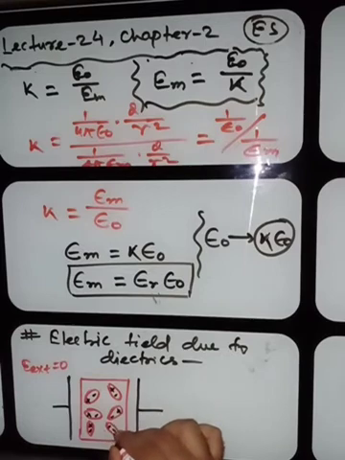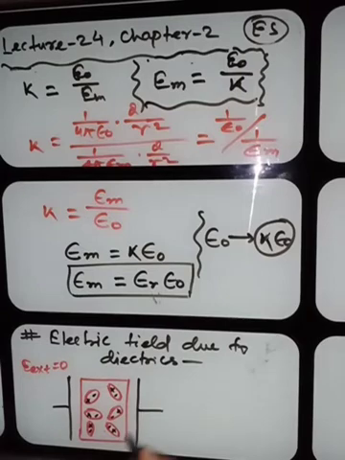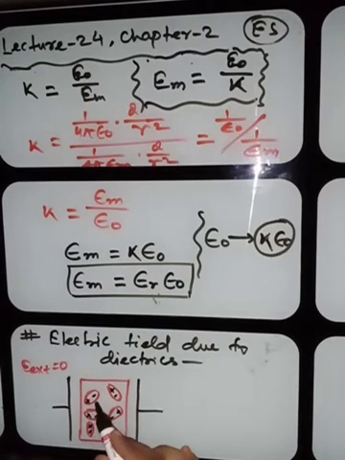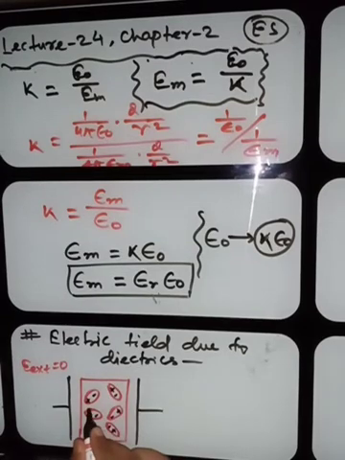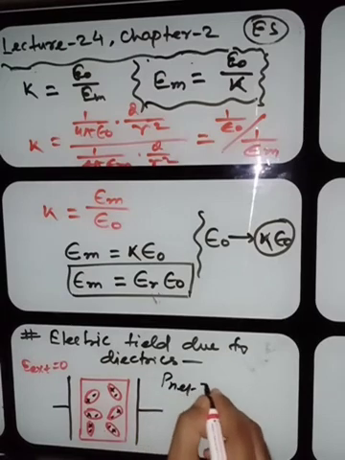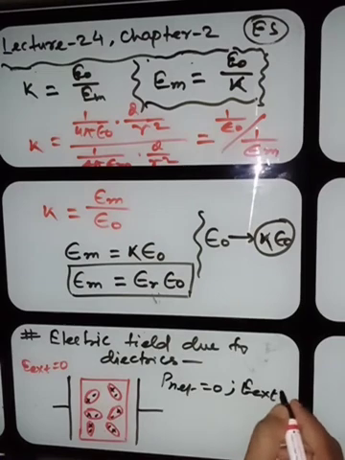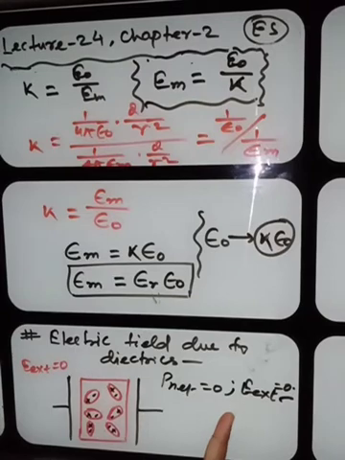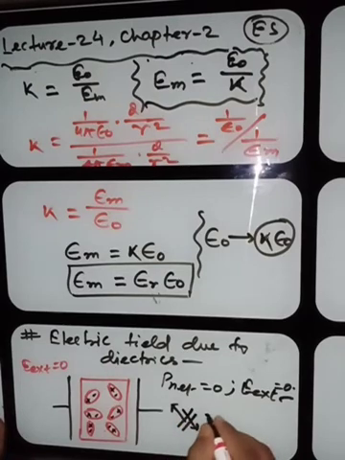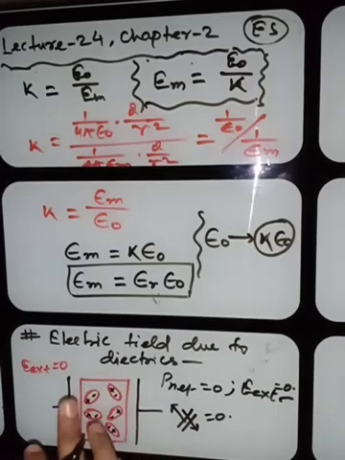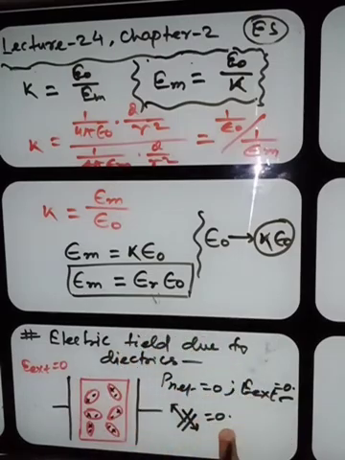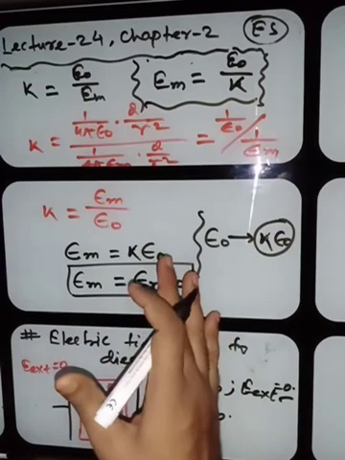Remember, there will be a dipole moment of individual atoms. If they are polar dielectrics, there will be a dipole moment of individual atoms. Even in the absence of an electric field, the net dipole moment P net will be 0, since the dipole moment is a vector quantity. Suppose one dipole moment is in this direction and another in this direction, so the net will cancel out to give 0. A non-polar dielectric already has net dipole moment 0 in the absence of an electric field.